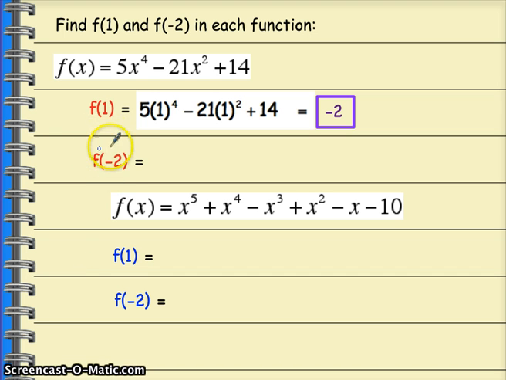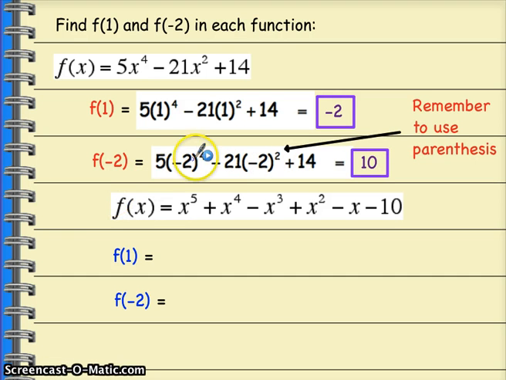All right, when you're dealing with f(-2), again, don't forget to use parentheses on here. The biggest thing is you need (-2) to the 4th and (-2) squared. And when you type those in very carefully with parentheses so that your negative number also goes to the power, you'll end up getting 10.